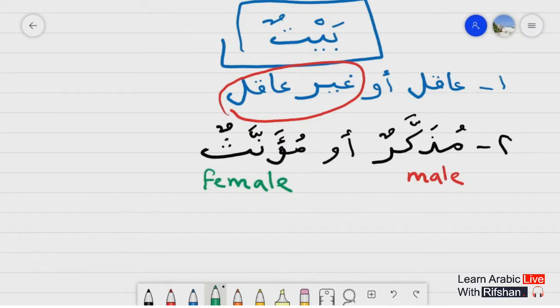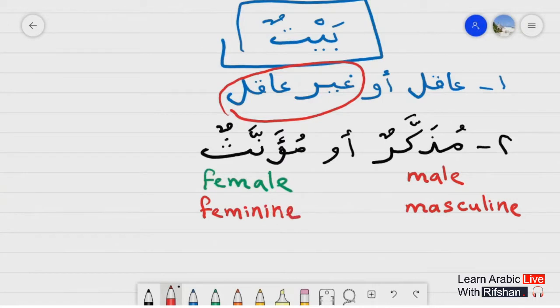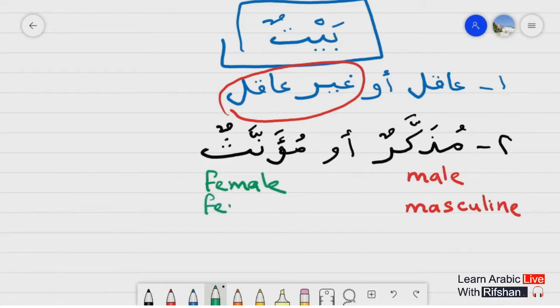In another usage, it could be just referred to as masculine or feminine. I should write this in green. So if it's masculine or feminine, that's what we are trying to figure out in the second question.